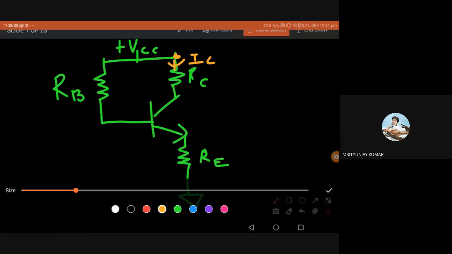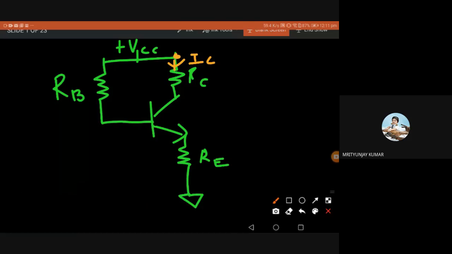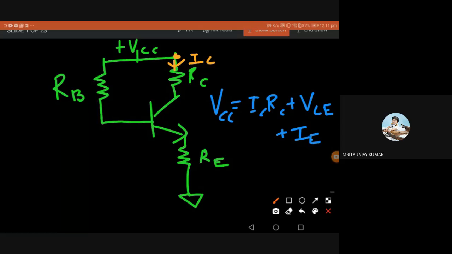First we have to write the Kirchhoff law here. What is the Kirchhoff law? VCC, the supply voltage, is dropped across ICRC plus VCE plus IERE. IC and IE are both the same for all practical purposes, so I can make IE equal to IC also, not a problem. So this is the Kirchhoff law. Input supply voltage VCC is dropped across ICRC, VCE, and IERE.